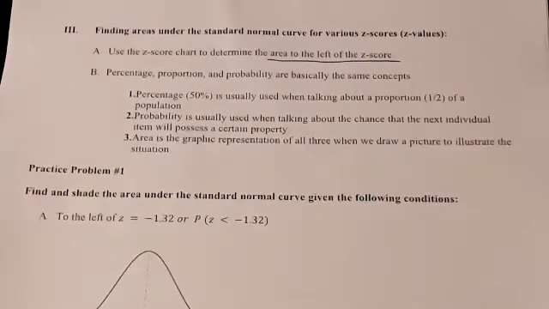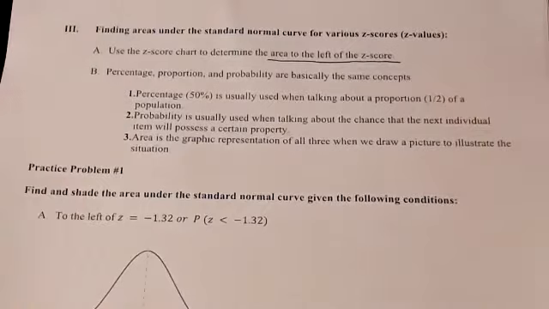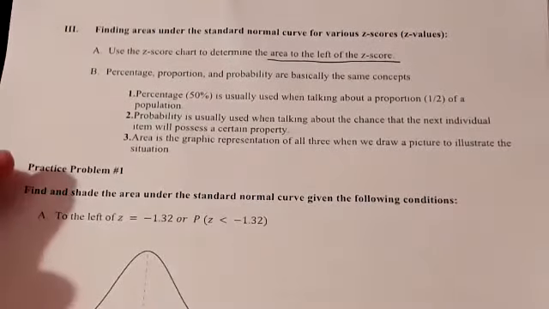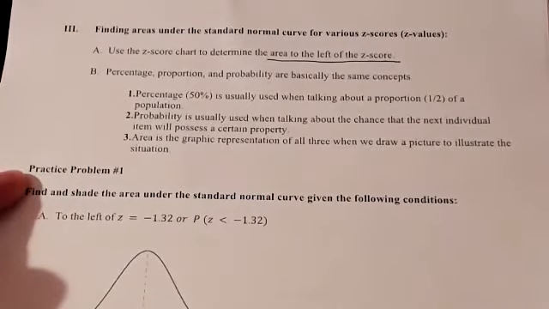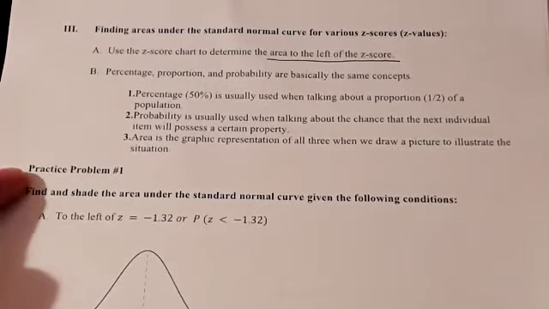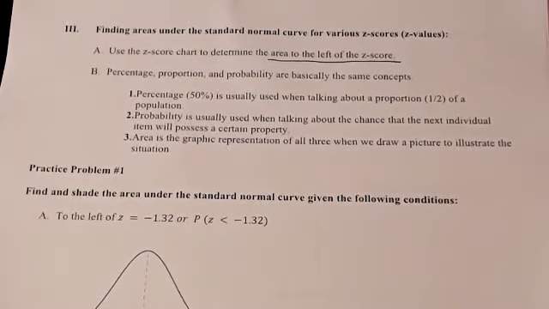percentage, proportion, and probability are basically the same concepts. One, percentage, 50%, is usually used when talking about a proportion, about half of a population. And two is probability. It's usually used when talking about the chance that the next individual item will possess a certain property. And then the third is the area is the graphic representation of all three when we draw a picture to illustrate the situation.